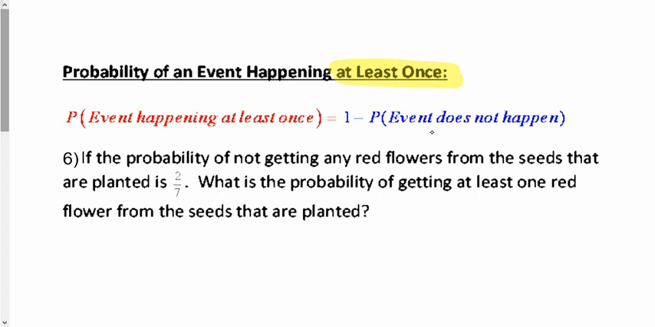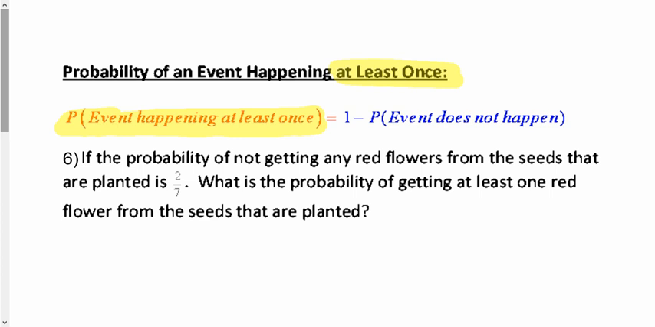And we've discussed this idea of complementary quite a bit in previous lessons. It's just 1 minus the event. So the probability of an event happening at least once is equal to 1 minus the probability of never.